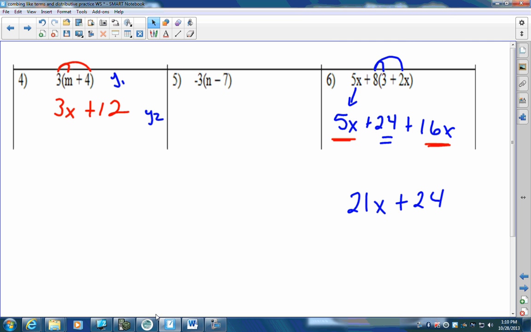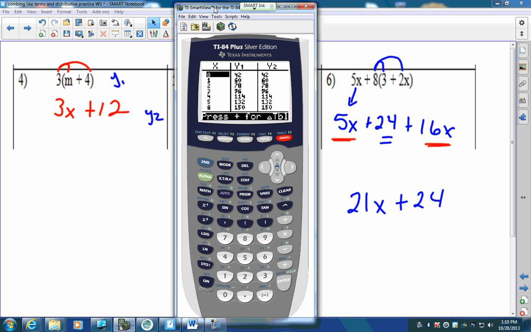So what we're going to do in the calculator, we're going to go to y equals, put the original problem, not what we did after we multiplied, the original. So I'm going to put 5x plus 8 parentheses 3 plus 2x. Put the problem into y1, arrow down, and into y2, 21x plus 24. Second graph. And look and see again, does all of y1 and y2 match? And if so, you've gotten it right.